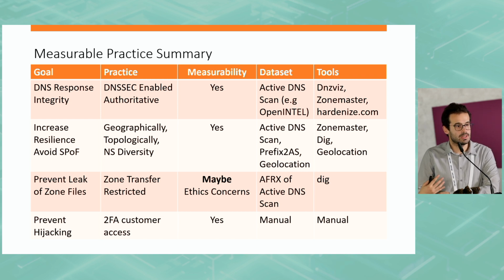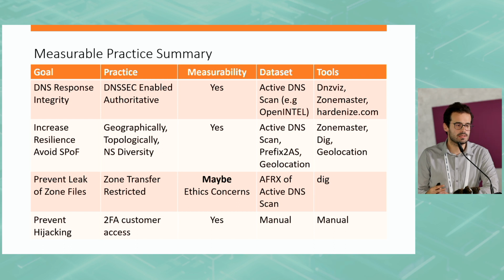It can be measured at large scale with the active DNS scan. One of the examples that I put here is OpenINTEL. It's a project that scans around 60% of the DNS second-level domain namespace every day. So we can run this assessment every day for 60% of the domains. But you can also measure this kind of practice by yourself, for example, using tools like ZoneMaster, DNSViz, or Hardenize.